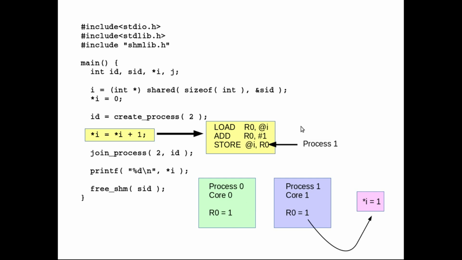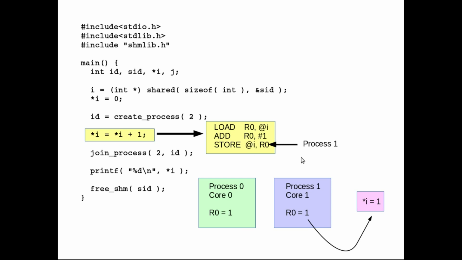Now process 1 proceeds to execute the store instruction, and when the store instruction is executed by process 1, the value from R0 will be stored into the shared variable. Since process 1 is in core 1, the value from R0 in core 1 will be stored into the shared variable, and since this is 1, the shared variable will continue to be 1 only.